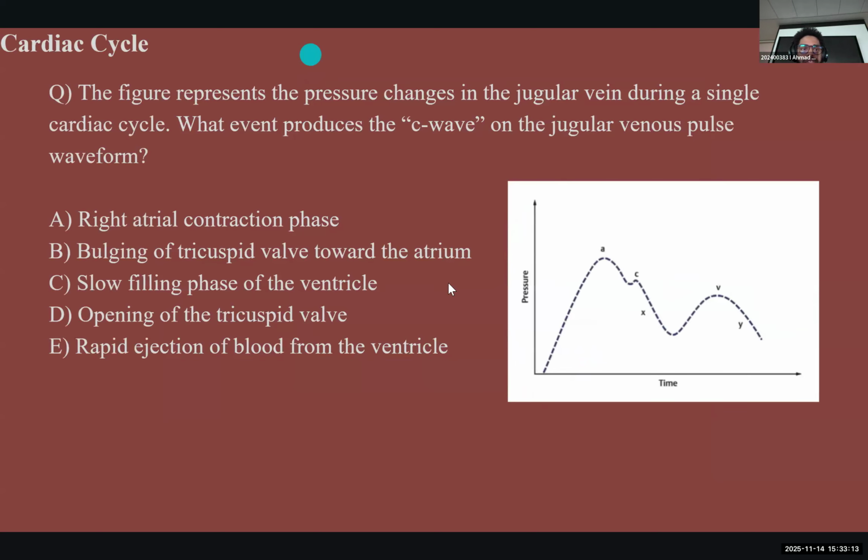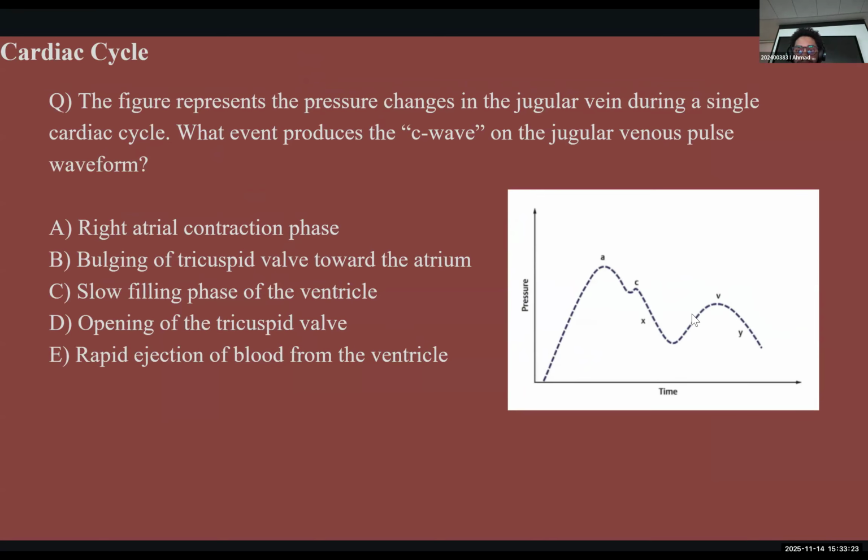Let's move on to the next question. Can you please answer in the chat box? Okay, seeing a couple of these. Okay, mashallah. So as you said, the answer is indeed B.